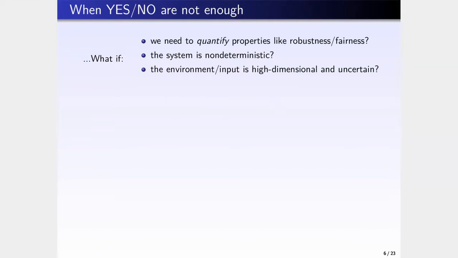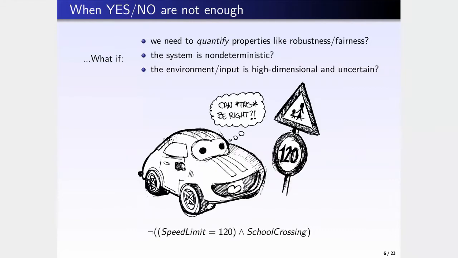Then there are cases where these kinds of approaches fall short. For instance, if we need to quantify properties like robustness or fairness, of course a yes/no answer is not enough, right? Or if the system is not deterministic, then a purely logical approach is not enough. And most importantly, for this talk at least, when the environment that is the input of our system is high dimensional and uncertain, then of course this is a problem. Nonetheless, we would like to apply these kinds of techniques to applications like autonomous driving, right?